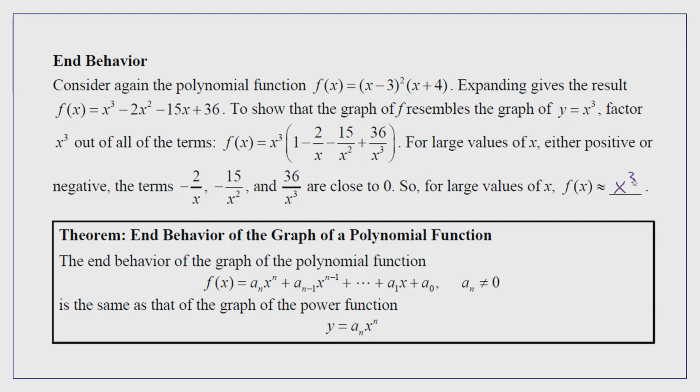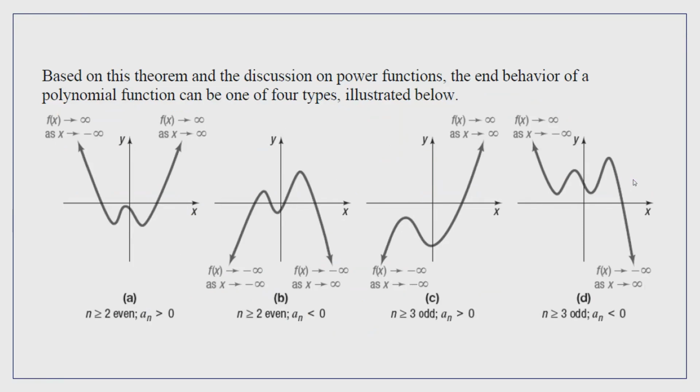So the end behavior of the graph of a polynomial function f of x is the same as that of the graph of the power function y equals a sub n times x to the power n. That is the leading term of your polynomial function. Based on this theorem and the discussion on power functions, the end behavior of a polynomial function can be one of 4 types illustrated below.